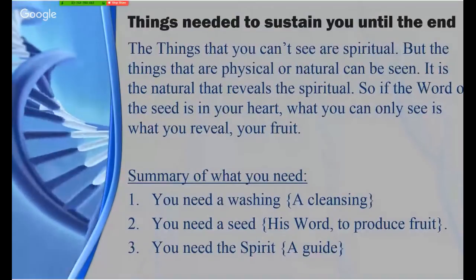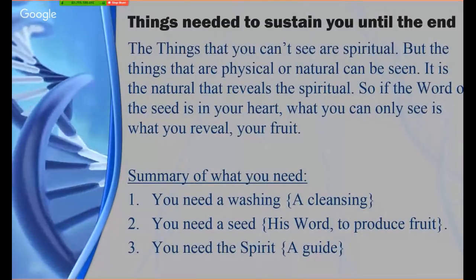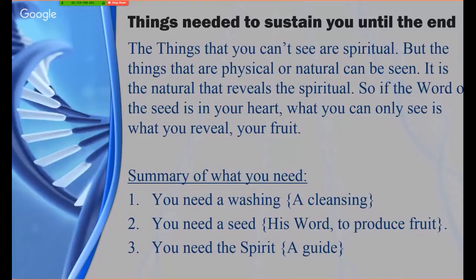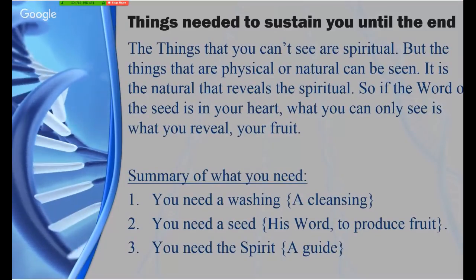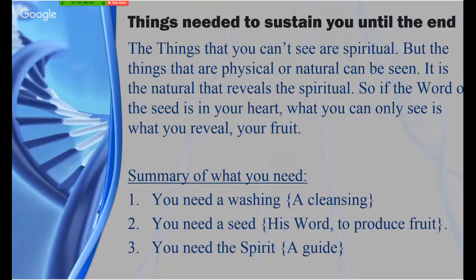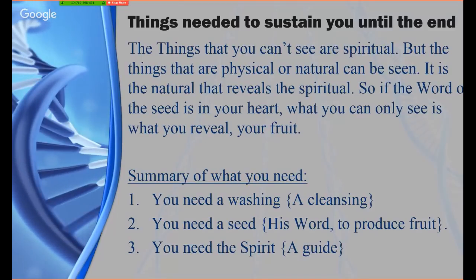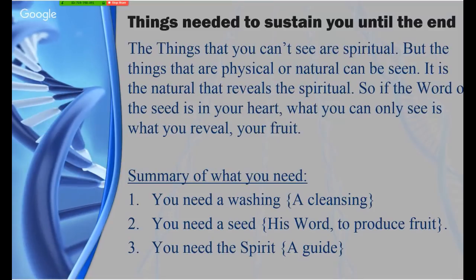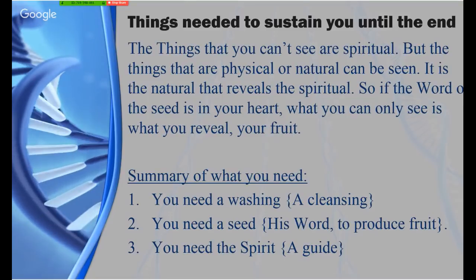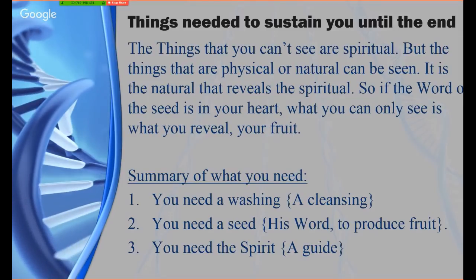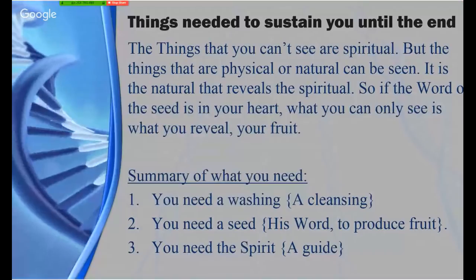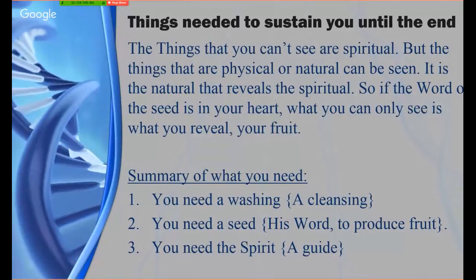I got you. It's the things needed to sustain you until the end. So the things that you can't see are spiritual, but the things that are physical or natural can be seen. It is the natural that reveals the spiritual. So if the word or the seed is in your heart, what you can see is what you reveal, i.e. your fruit. Okay. So I put a summary: you need a washing or a cleansing. You need the seed, or his word, and then we can see how that person produces certain fruit. And then you need the spirit, the Ruach, as a guide. As John says, the spirit will lead and guide you to all truth. Okay. Is everyone with me so far?